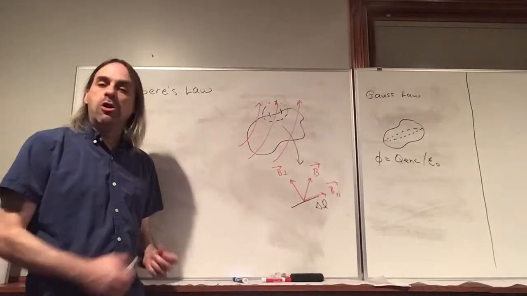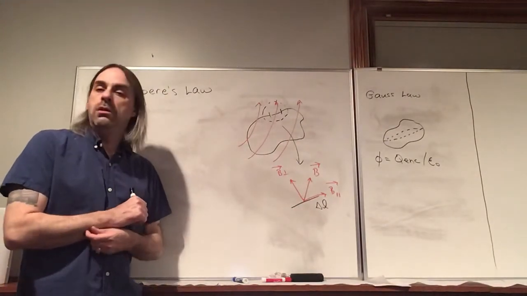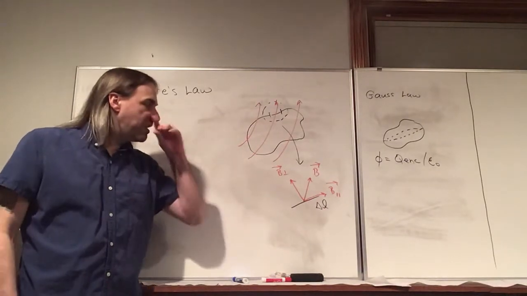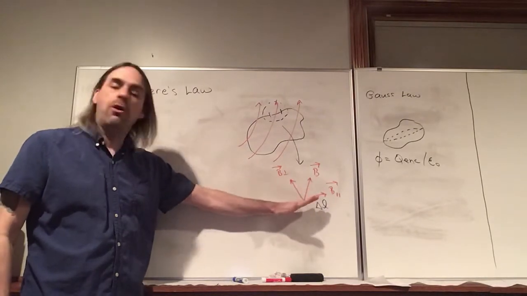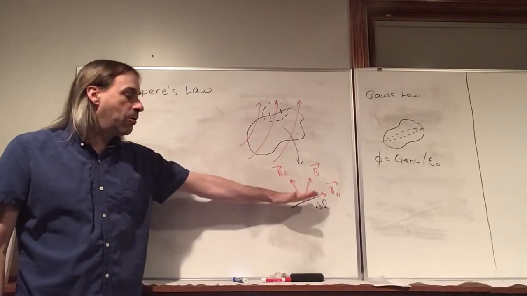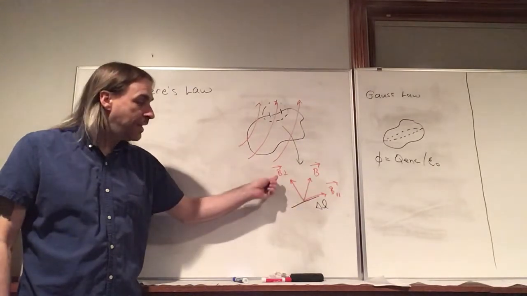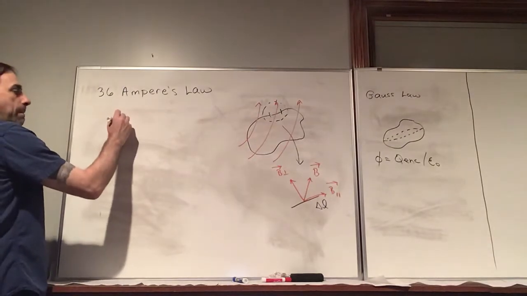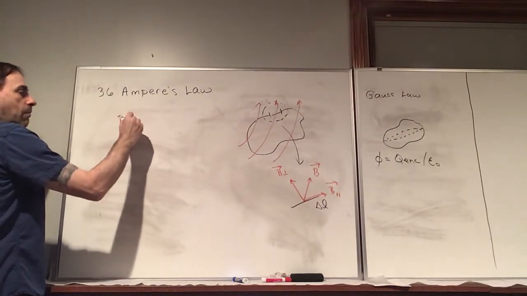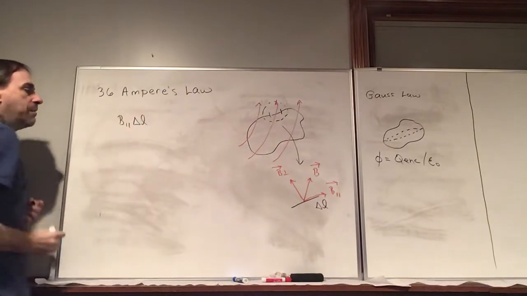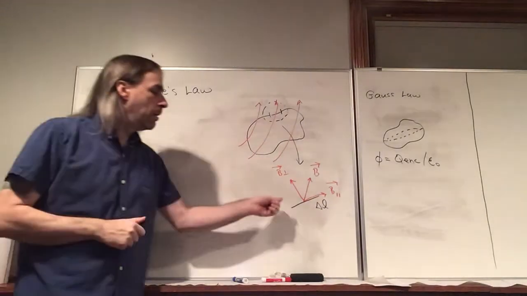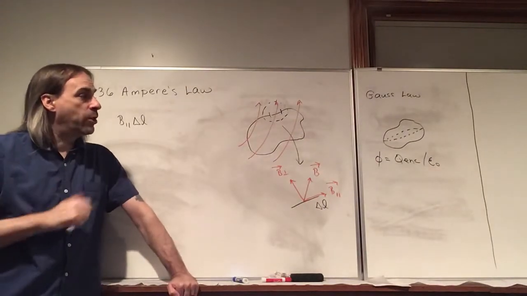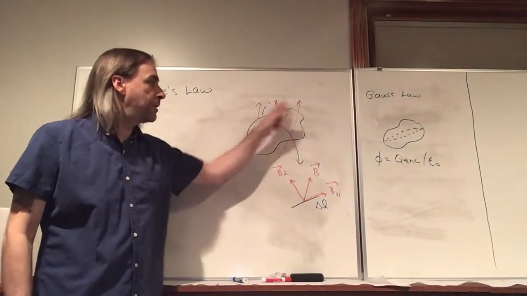So we zoom in on a little portion of the boundary of our surface, and we look at the magnetic field. We break it up into components. One component is parallel to this line segment. The other is perpendicular. And then what we're going to calculate is B parallel times delta L, which is the length of that line segment. And we're going to go all the way around our surface.